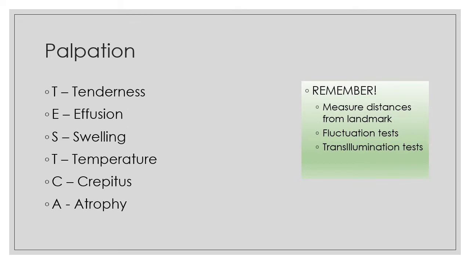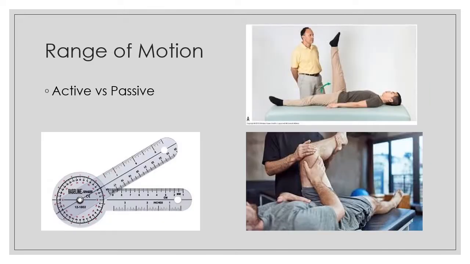If you have some sort of swelling, it's important to do a fluctuation test and transillumination test if you're able to. Range of motion, we do this active and passive. Particularly, we use this instrument. If you're not familiar with this, it's called the goniometer. Basically, it's just two protractors with their long arms. Then you check for the range that is available in the patient.